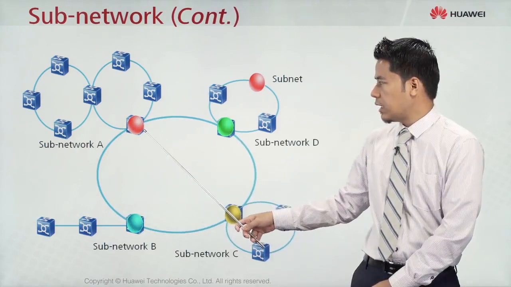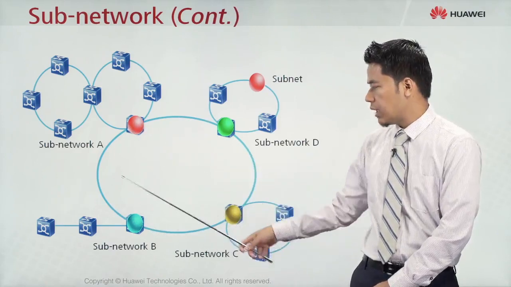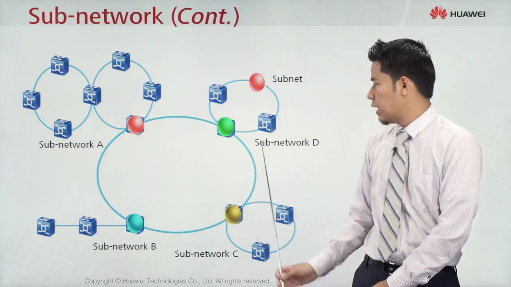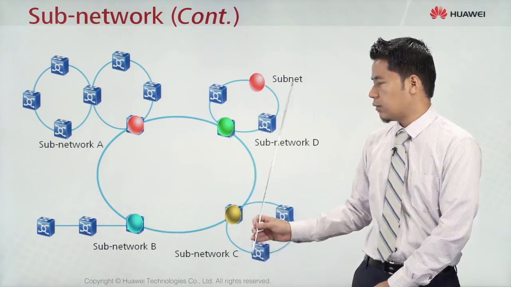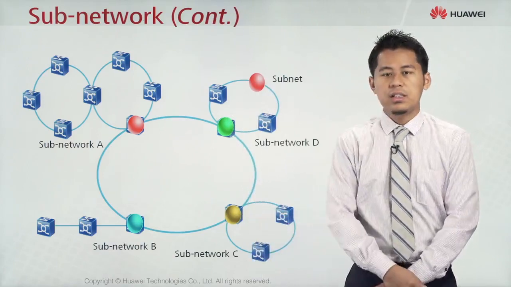In subnet A, they will have this kind of topology, and in subnet B, they will have this kind of topology. In subnet C, we will have a ring topology, and subnet D will have this kind of ring topology. Not only that, inside of these there can also be a subnet.